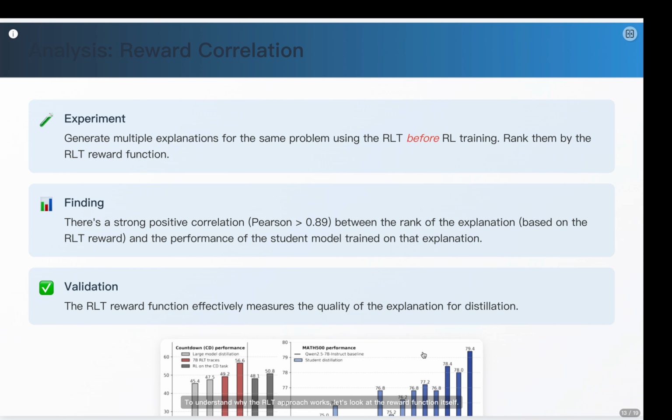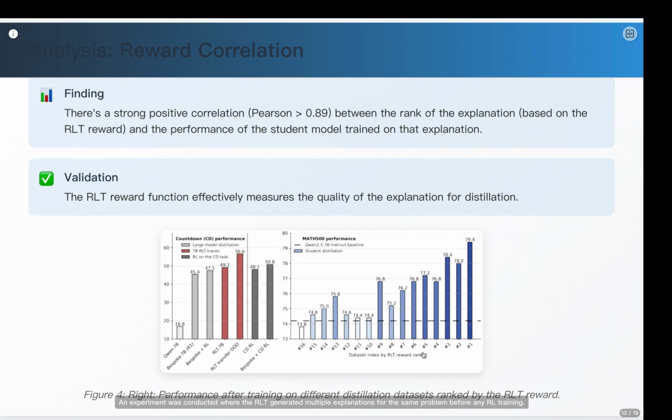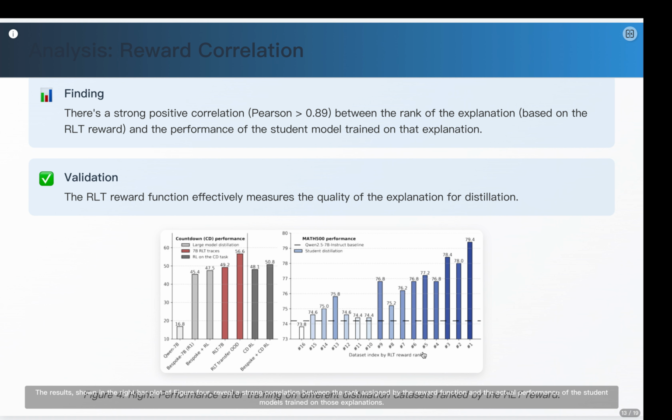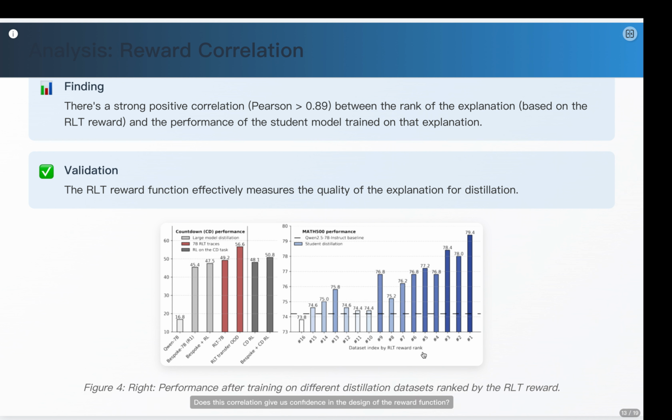To understand why the RLT approach works, let's look at the reward function itself. An experiment was conducted where the RLT generated multiple explanations for the same problem before any RL training. These explanations were then ranked by the RLT reward function. The results, shown in the right bar plot of Figure 4, reveal a strong correlation between the rank assigned by the reward function and the actual performance of the student models trained on those explanations. This strongly validates the effectiveness of the RLT reward function in predicting the quality of the teaching data. Does this correlation give us confidence in the design of the reward function?